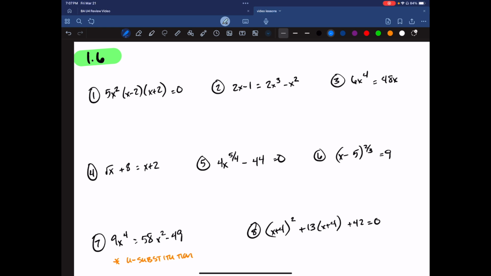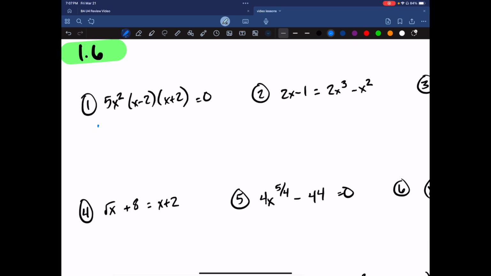So on number one, everything's already in factored form. When it's already in factored form, you literally just take each factor, set it equal to 0, and find out what your x's are. So you've got 5x squared equals 0, x minus 2 equals 0, x plus 2 equals 0. And then here, I'm going to get x equals positive 2, x equals negative 2. And then here, when I divide by 5, you get x squared equals 0. And then when you take the square root of 0, you just get 0. So x equals 0 and plus or minus 2. Because it's 2 and negative 2, you can write it plus or minus 2. That's just a shorthand way of writing it. And so there's that.